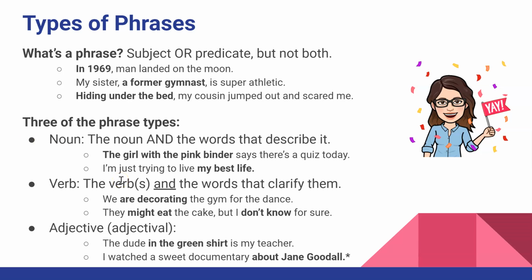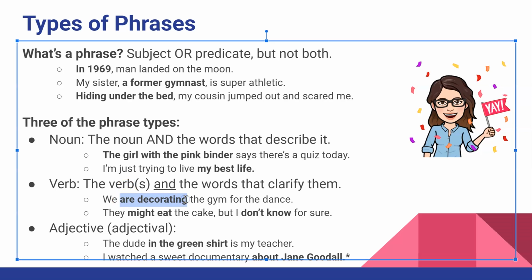Okay? Now, the opposite is a verb phrase. Now, because it's a phrase with verbs in it, it's not going to have a noun this time. We are decorating the gym for the dance. Are decorating are my 2 verbs of this sentence. They go together. That's cool. Verb phrase.